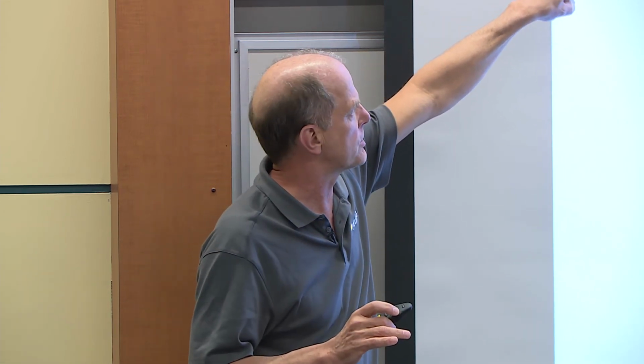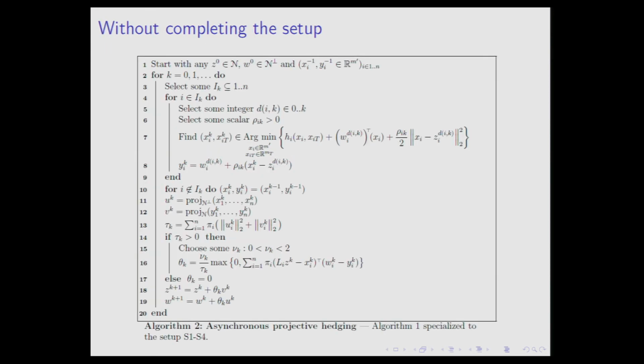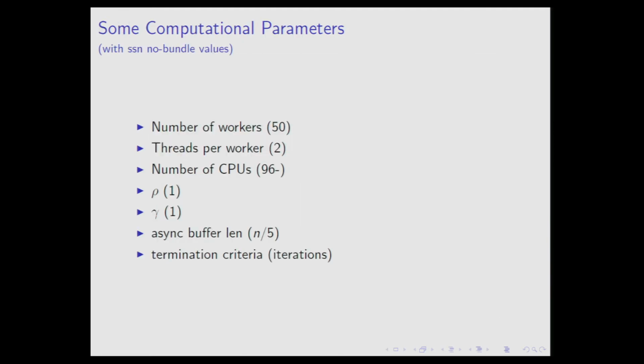There's a parameter rho that we just set to 1 for these experiments. There's a parameter gamma that we just set to 1, so it's not important. The buffer length is an important topic, and that's something we're studying right now. How many scenarios do you want to wait for? So you send them all out and you wait till some come back. How many should some be? And then what's going to cause you to quit? It turns out that in most of the experiments I'm going to describe, not all of them, it terminates on iterations.